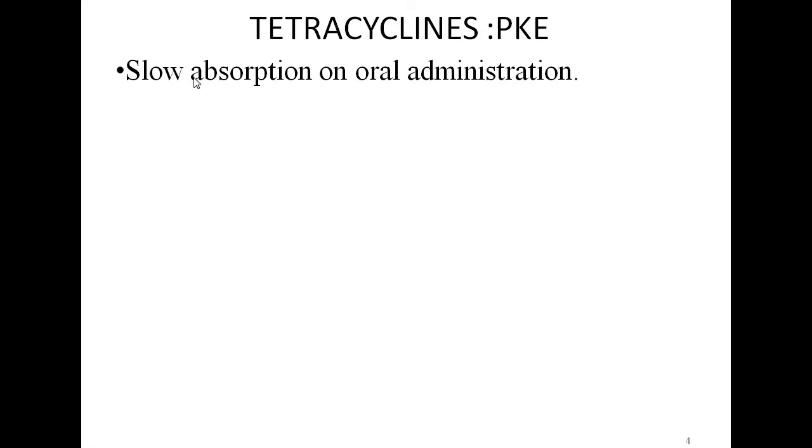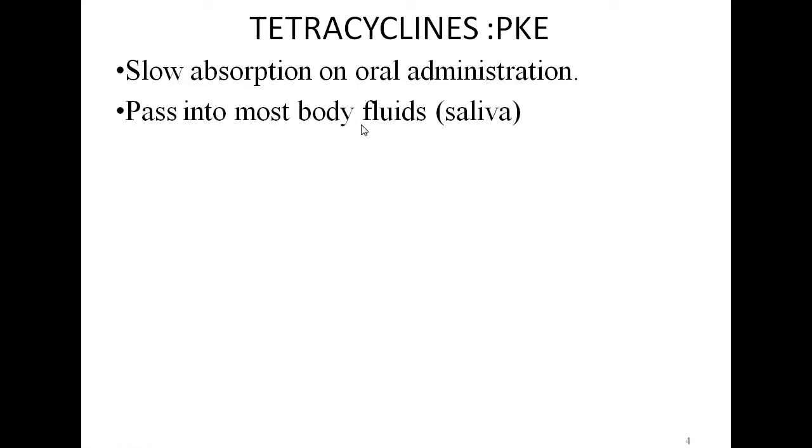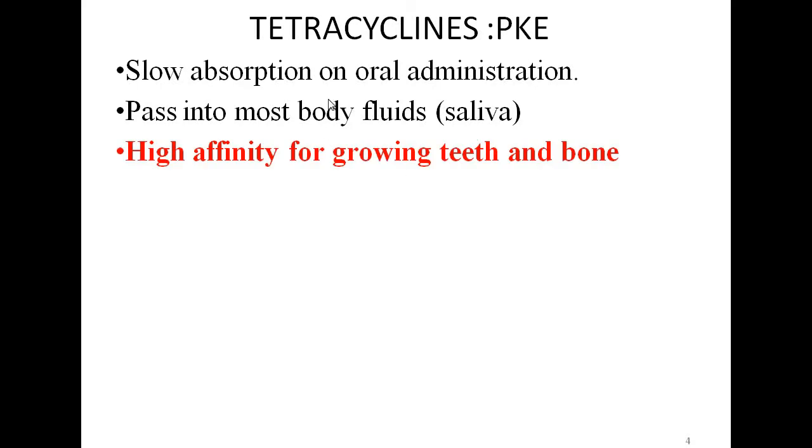So coming to the pharmacokinetics of the tetracyclines. Slow but almost complete absorption on oral administration. Tetracyclines pass into most body fluids including saliva. Tetracyclines, because of their structural nature, that is they have 4 rings, they have high affinity for calcium which is found in large quantities in growing teeth and bone. Now this is of importance in children.